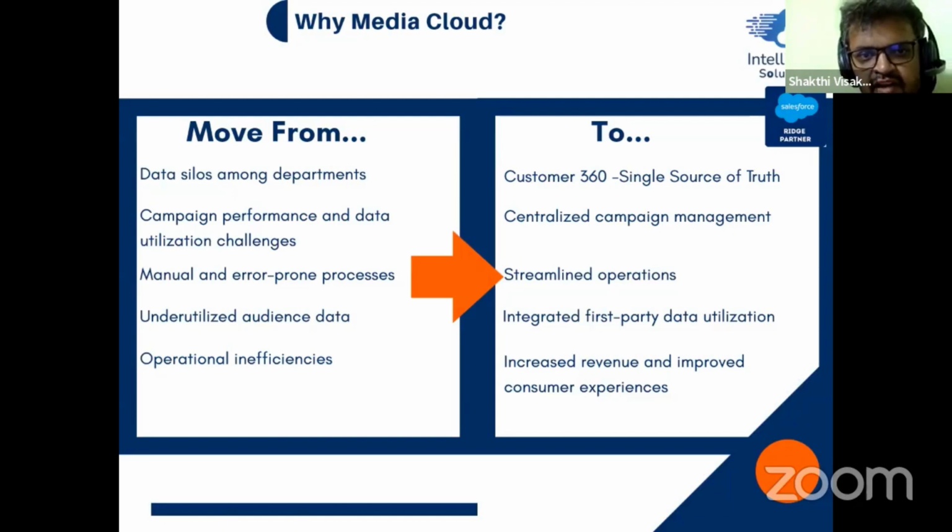pain point is data silos of departments. There could be different departments within a publisher company, and it would be a challenge for them to interact with the other teams, or within the teams, and maintain the data. So for that, Salesforce ASM provides this customer 360 single source of truth.